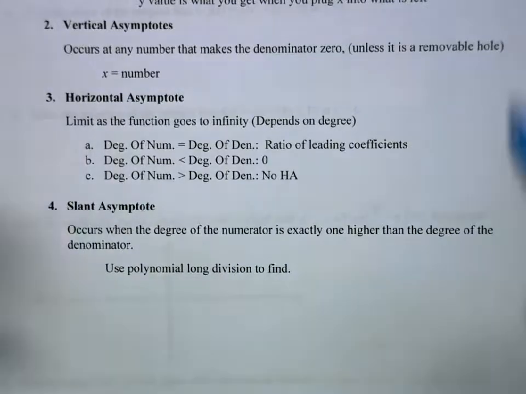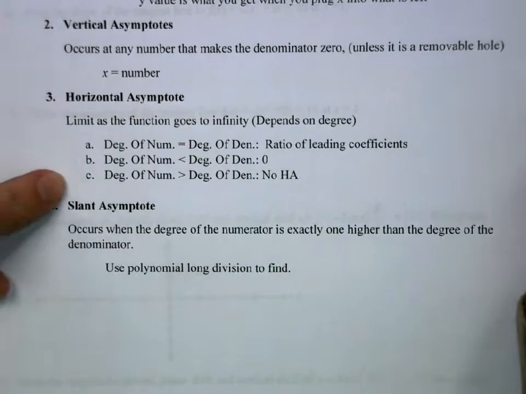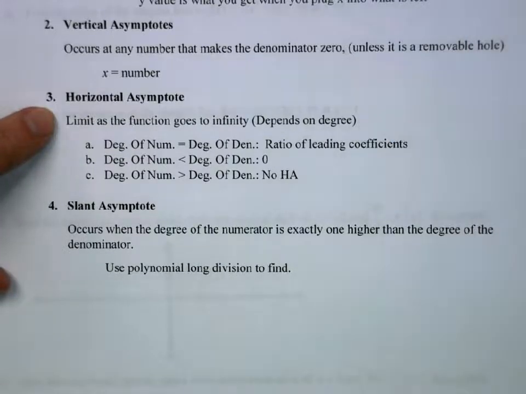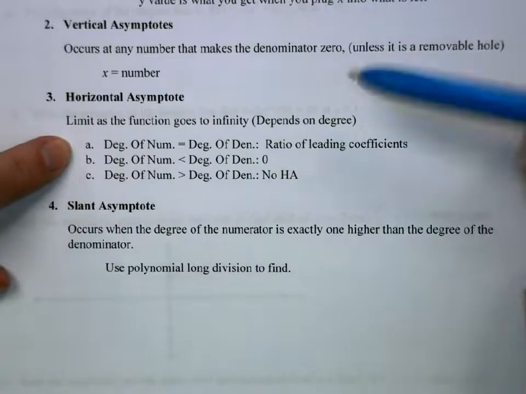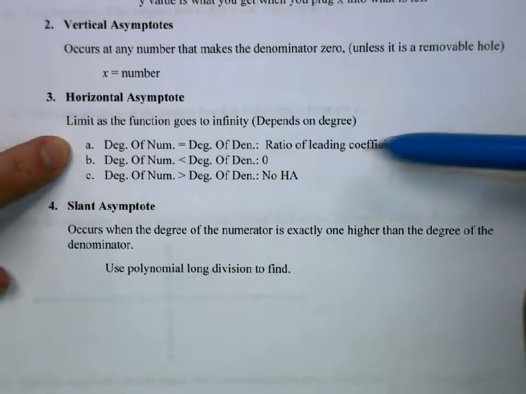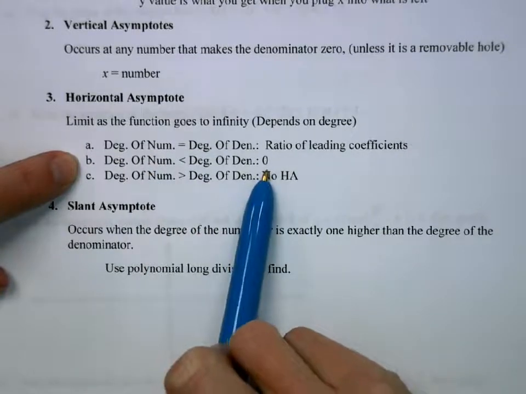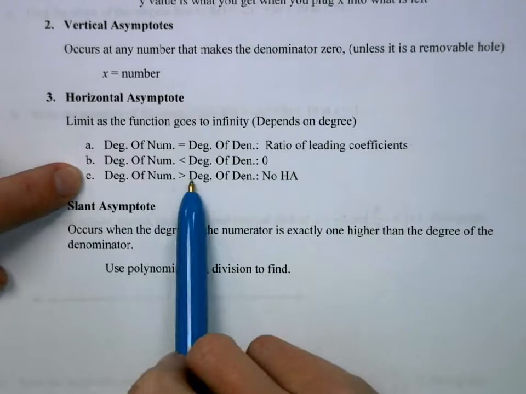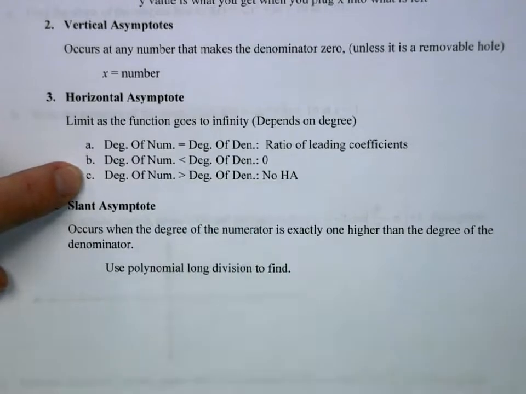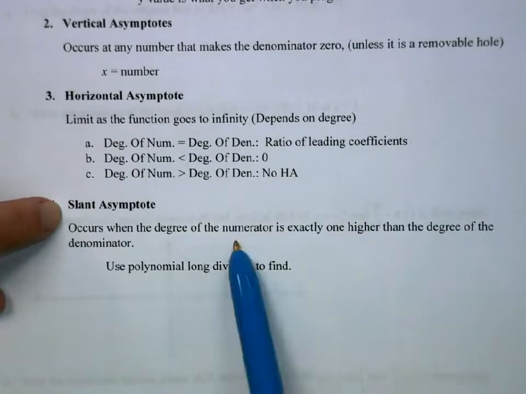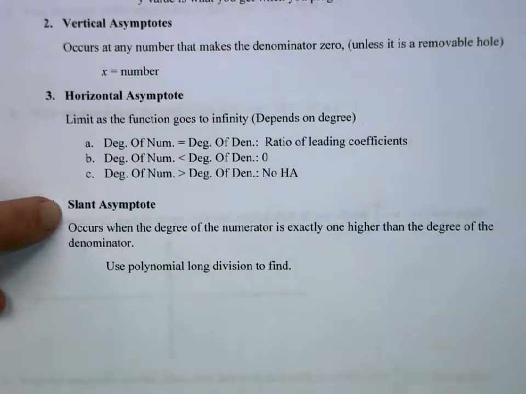So these limit rules you need to know for this, as well as just evaluating limits on your final. It depends on the degree of the top and the bottom. If the degrees are the same, then the limit is the ratio of the leading coefficients. If the degree is smaller on the top than the bottom, then it goes to 0. If the numerator is bigger, though, it's going to go to infinity, which means there is no horizontal asymptote. Last case is a slant, which occurs if the numerator is exactly 1 higher than the degree of the denominator, and then you'll use polynomial long division to find that.